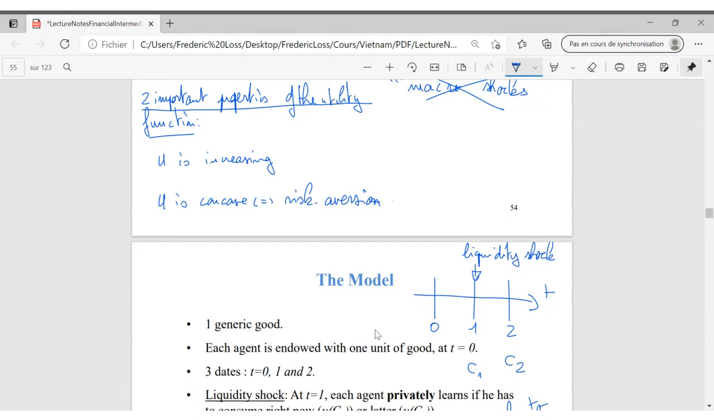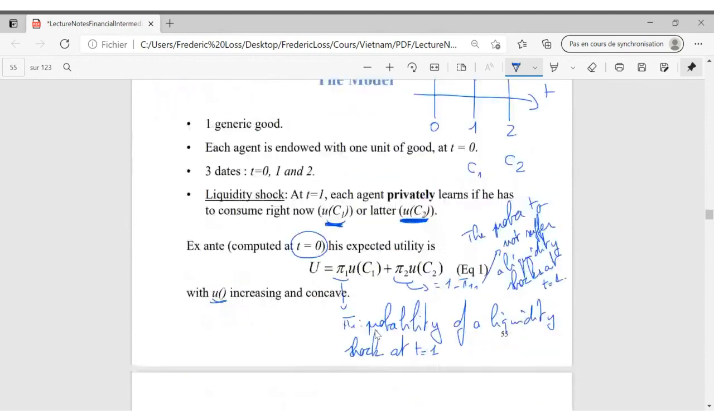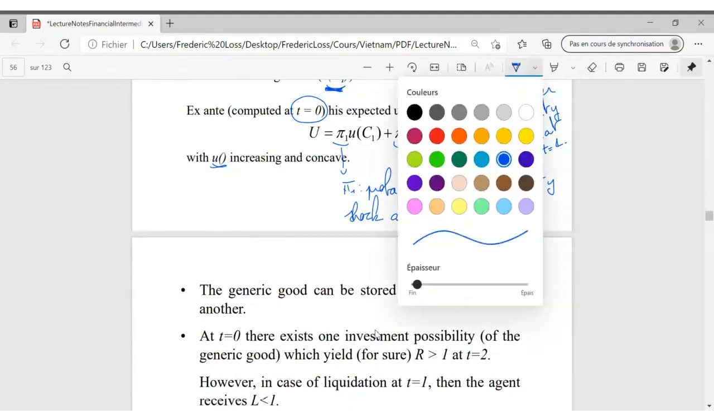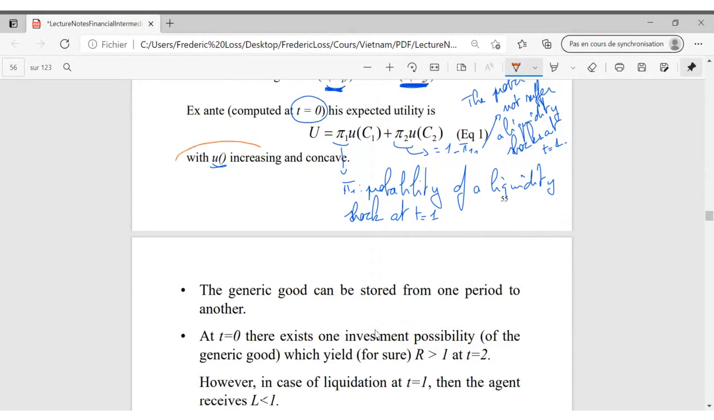The concavity of U corresponds to the risk aversion of the agent, the person. And this is what we have here. Increasing, it is always the case, whether you are risk averse or risk loving. But concavity is really associated with risk aversion.